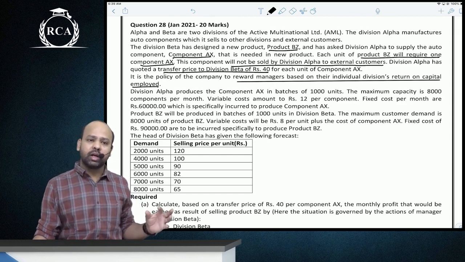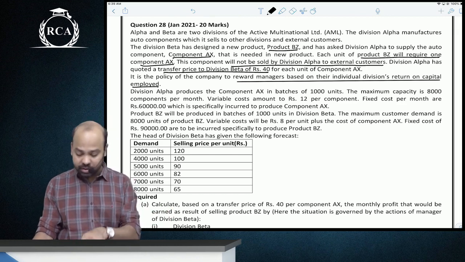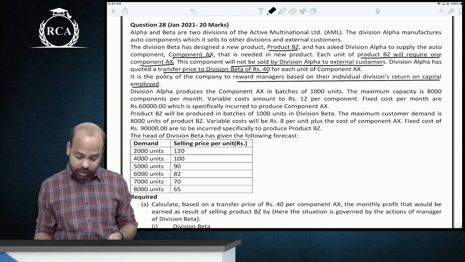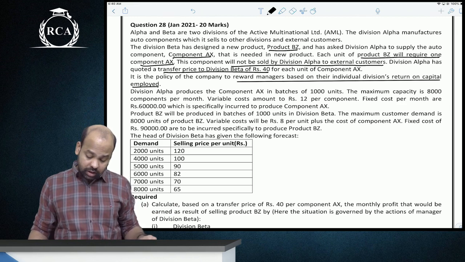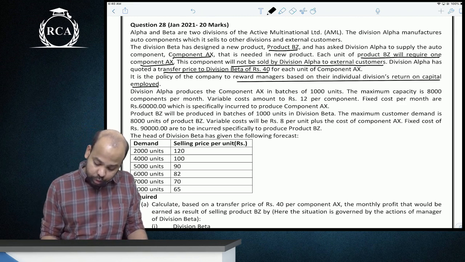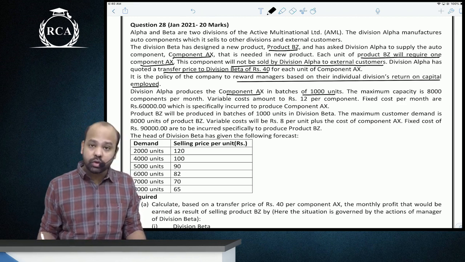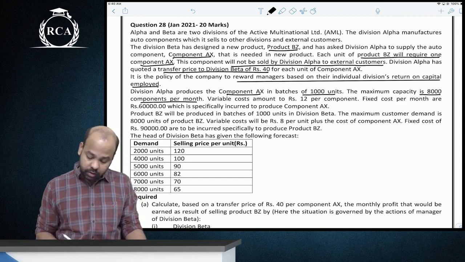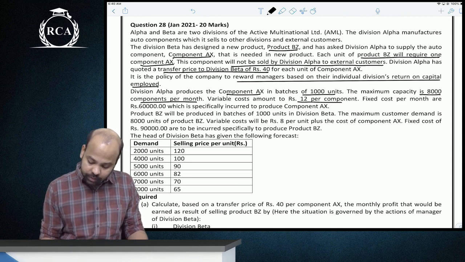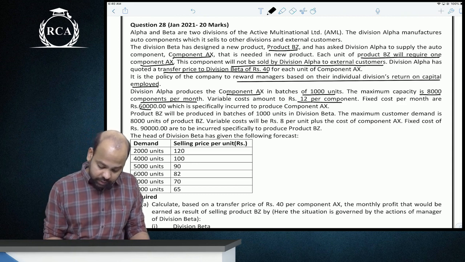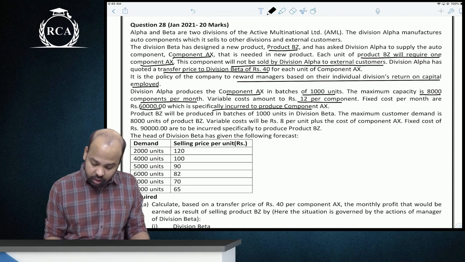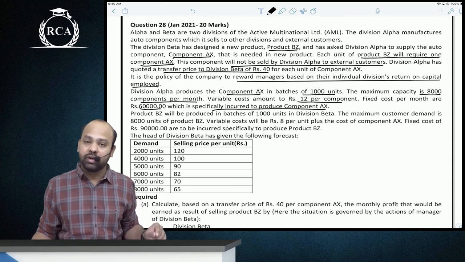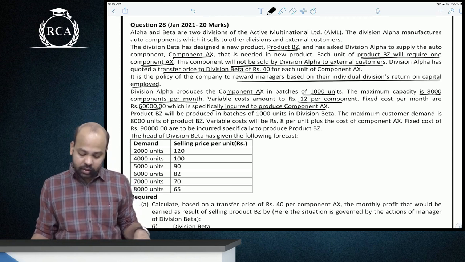That was just a quick revision of all the financial measures of the previous chapter, because here it says that the performance is being evaluated on the basis of return on capital employed. Division Alpha produces component AX in batches of 1000 units. The maximum capacity is 8000 components per month. Variable cost is 12 rupees per component. Fixed cost per month is 60,000 rupees, which is specifically incurred to produce component AX. Specific fixed cost for Division Alpha is 60,000 rupees.